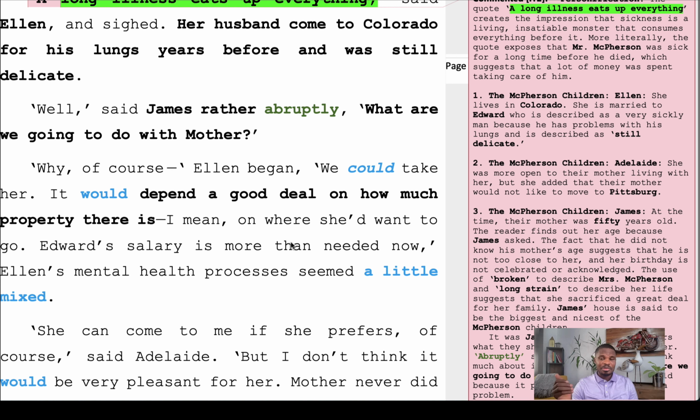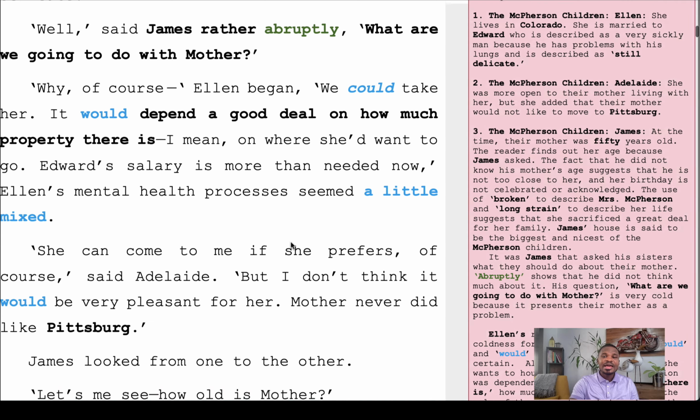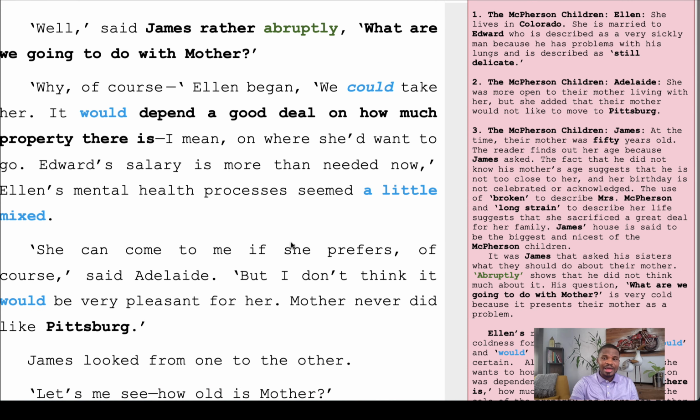And then the third of the McPherson children is James. At the time, their mother was 50 years old. The reader finds out her age because James asked. The fact that he did not know his mother's age suggests that he was not too close to her and her birthday is not celebrated or acknowledged. The use of broken to describe Mrs. McPherson and long strain to describe her life suggests that she sacrificed a great deal for her family.